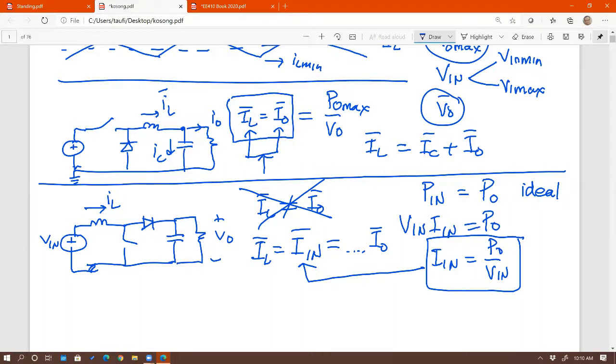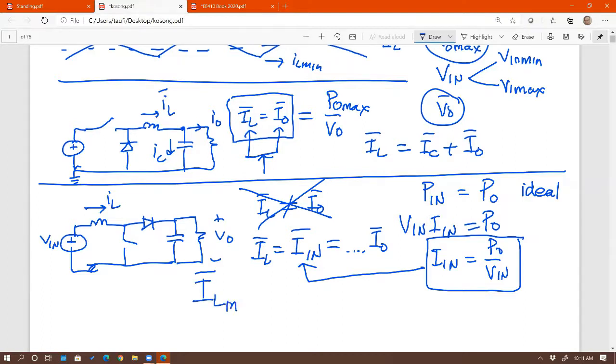So that's how you would find IL average for a boost converter. It's not as straightforward as a buck, but it's not bad if you know what you're doing, like I said. If you know that this is an ideal condition, then you would know that P in is equal to P out, and so simply I in must be equal to P out over V in. You agree with that?